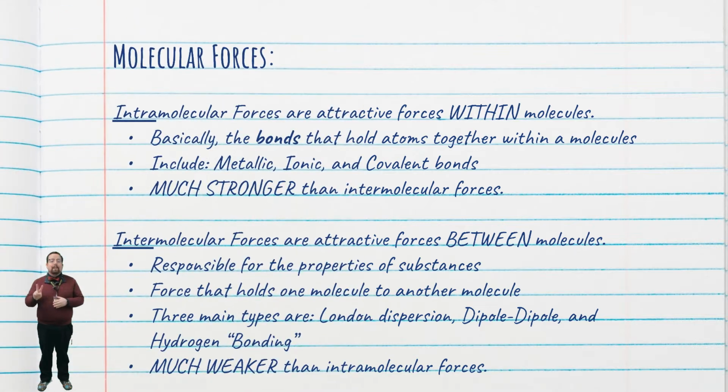There are two types of attractive forces in molecules: intramolecular and intermolecular. Intramolecular forces are the forces of attraction that occur between the atoms within a molecule. In other words, they're the bonds that hold the atoms in a molecule together. There are three types of intramolecular forces: metallic, ionic, and covalent. We've already learned about two of these three types of bonds. These intramolecular forces are significantly stronger than intermolecular forces.